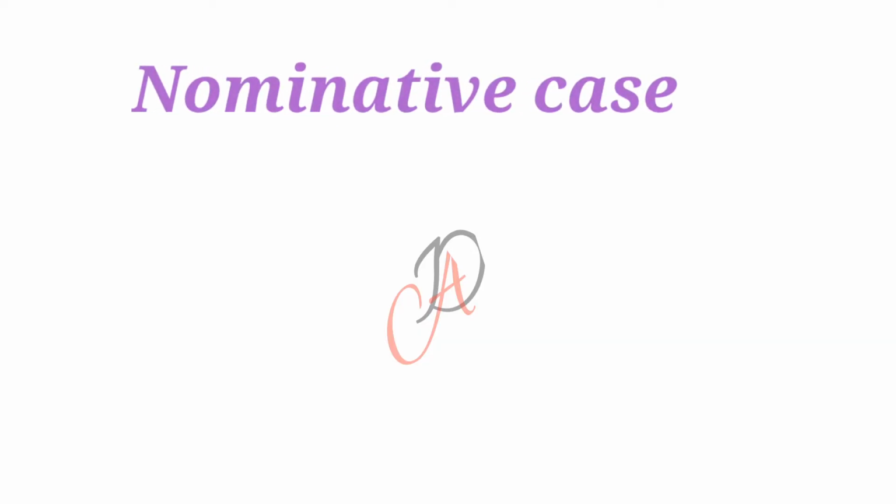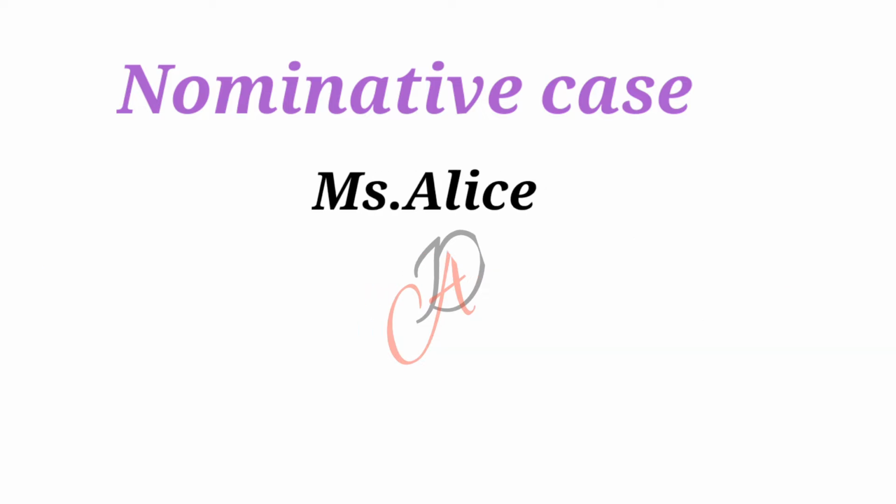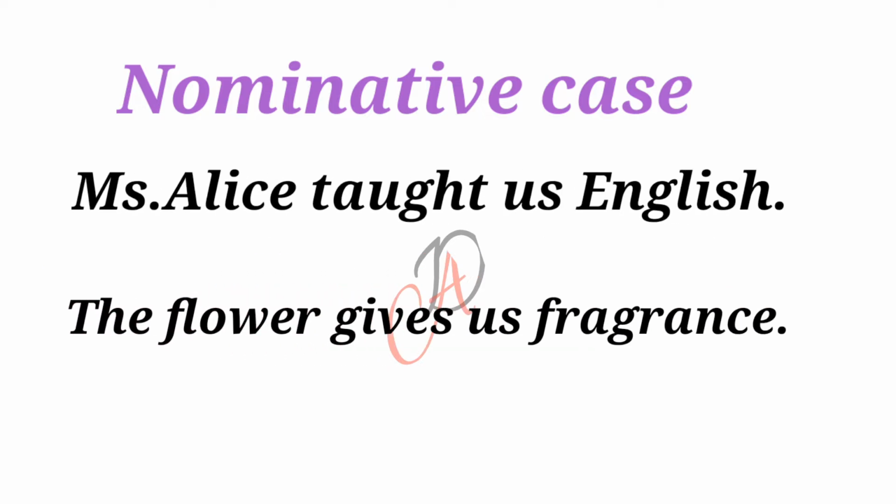The first one, nominative case. If a noun or a pronoun is used as a subject of a verb, it is said to be in the nominative case. For example, Miss Alice taught us English. Let's see the second example. The flower gives us fragrance. Here, in both the examples, Miss Alice and the flower are the subjects of the verbs, and so they are said to be in the nominative case or subjective case.